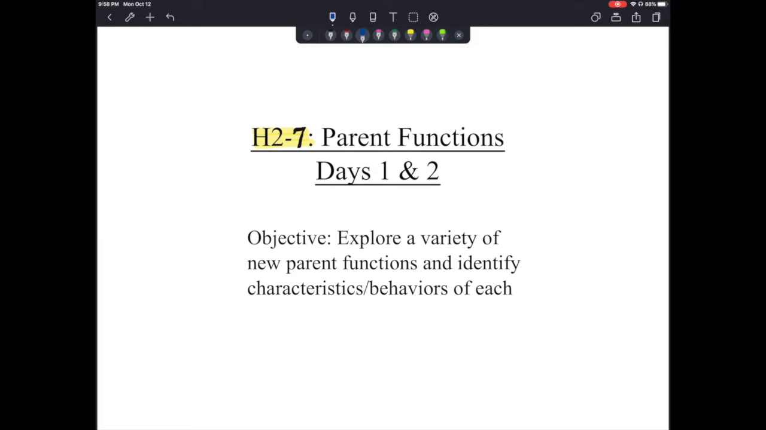Hi guys, welcome to the notes for H2-7. This is day number 2. Our objective is to explore a few more parent functions and identify their characteristics and behaviors.